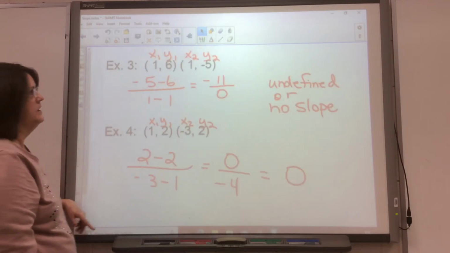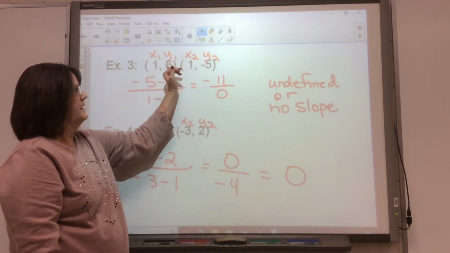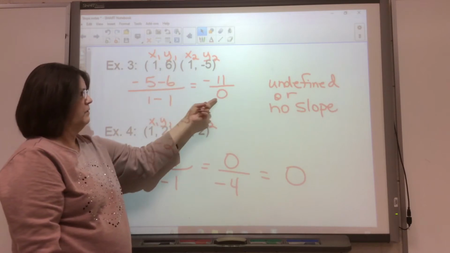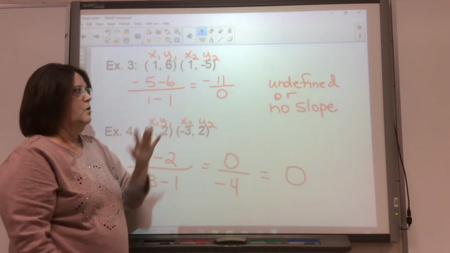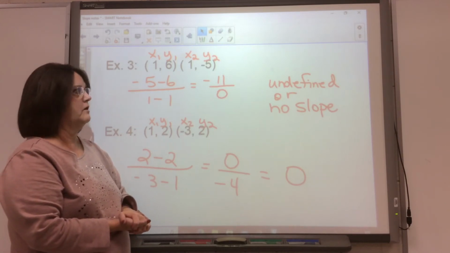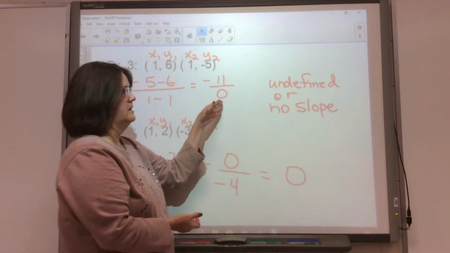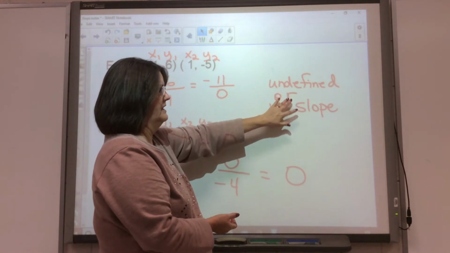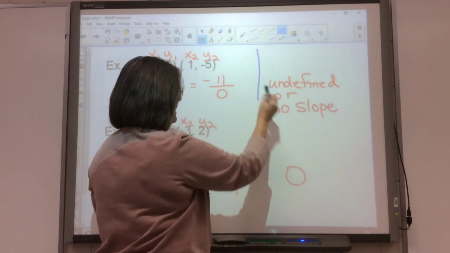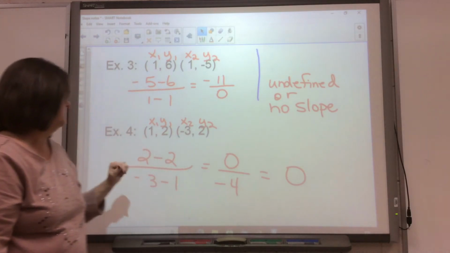Okay, we have another one here. 1, 6 and 1, negative 5. When I put in y2 minus y1, I get negative 5 minus 6 over 1 minus 1, which is 0. Now I end up with 0 in the denominator, and we cannot divide by 0. If you were to put that in your calculator, it would tell you math error. That means it can't be done. This is called an undefined or a no slope. If you were to graph that line, it would be a vertical line. And so that is no slope or undefined slope.